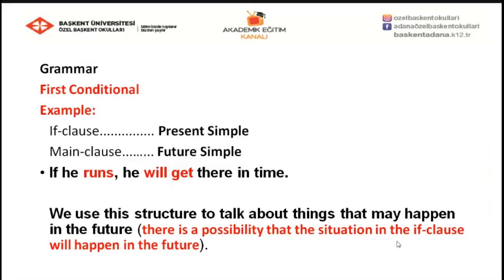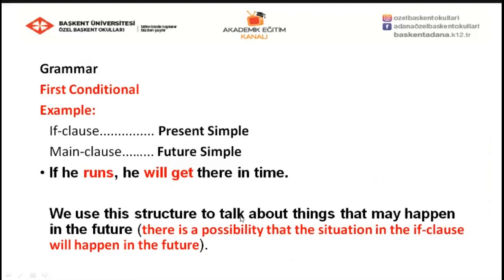So we use first conditional to talk about things that are likely to happen in the future. It consists of two parts, if clause and main clause. If clause indicates hypothesis, main clause indicates result. For if clause, we need to use present simple, and for main clause, we need to use future simple. For example, if he wants, he will get there in time.